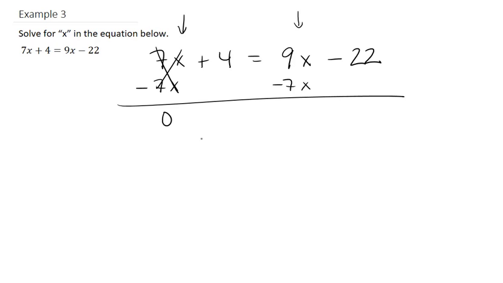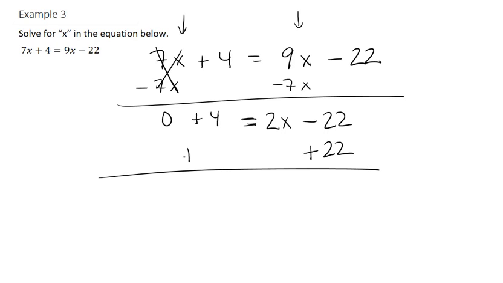So this just becomes 0. So we have 0 plus 4 equals 9x minus 7x is 2x minus 22. Now we want the number on the other side of the equal sign away from the variable because we want them on different sides. So all we have to do is just add 22 to both sides. So minus 22 plus 22 is 0. So on just the right hand side we have 2x. Now 4 plus 22 is just 26. So we have 26 equals 2x.